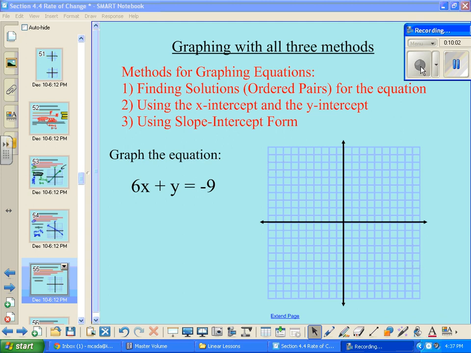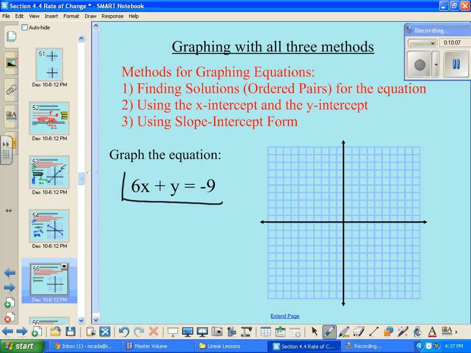Going on to another problem here. This one says 6x plus y equals -9. So again, here's another problem that I could graph using any of the three methods, but I think the easiest one for this problem is method number 2, the intercepts method.